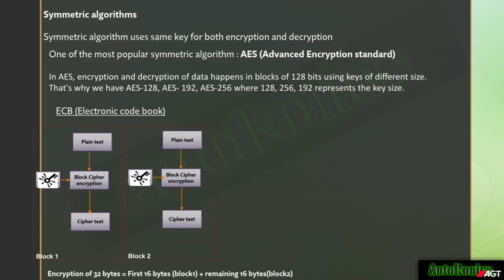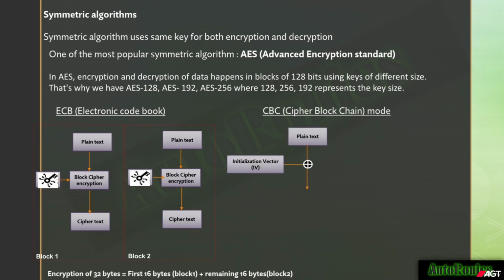Let's see the next mode, which is CBC, Cipher Block Chaining mode. So here we have plain text and we have an additional member which is the IV, called the initialization vector, which can be any random number and will be XORed with the plain text, and we use the same key on the block cipher to encrypt and get the cipher text, which is the output of block 1.